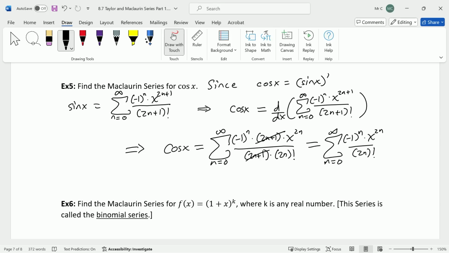Now notice I didn't change my lower bound on my sum, and that's because the first term in the series for sine is x to the first power. It's not a constant, so we keep that n equals 0 for our lower bound.